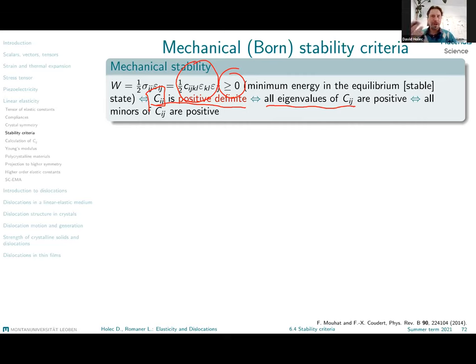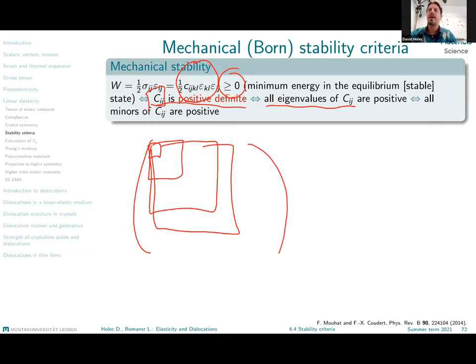And also in practical terms, when you want to calculate this, you can calculate all minors of this matrix. That means if you have a 6x6 matrix, you calculate this determinant, which is just a number, 2x2 determinant, 3x3 determinant, 4x4, and all of those determinants, which are called minors, must be positive.